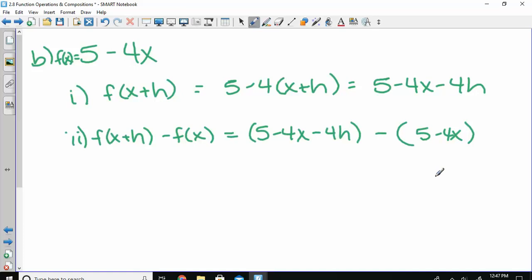I'm not going to expect you to remember, you know, first find f of x plus h, second find this. I will ask it just the way I did in this example. So I'll say first find f of x plus h, second find f of x plus h minus f of x. So if we distribute our negative, positive 5 and negative 5 cancel, negative 4x and positive 4x cancel, and we get negative 4h.